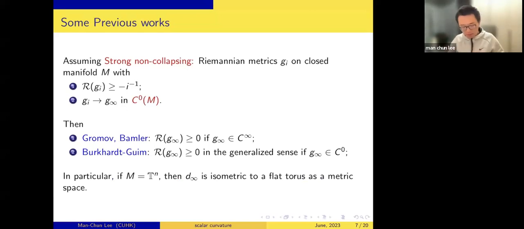Anyway, because of all this, if M is a torus, then you can say that the limit must automatically be a torus. You can think of this as a bootstrapping. If you know the limit is smooth, then you automatically improve it to be a flat torus. If you have some regularity at the very beginning, you can improve it to be a flat torus.